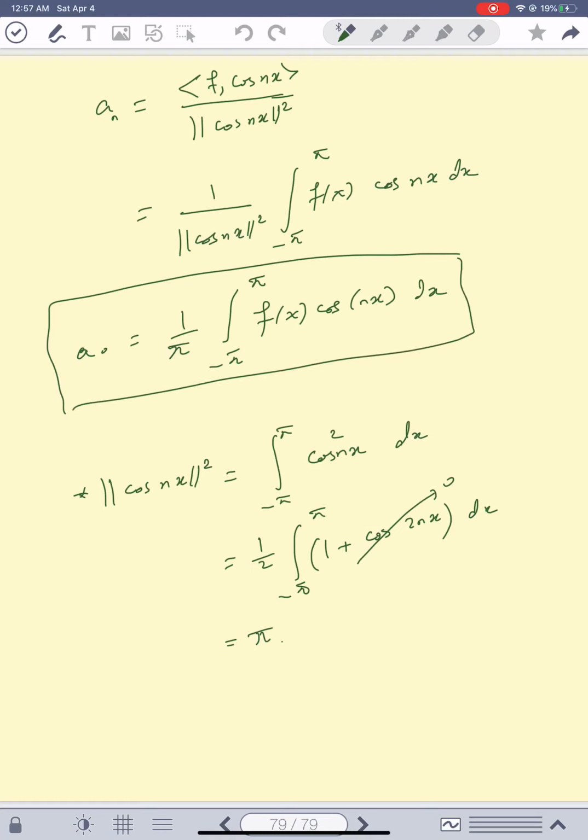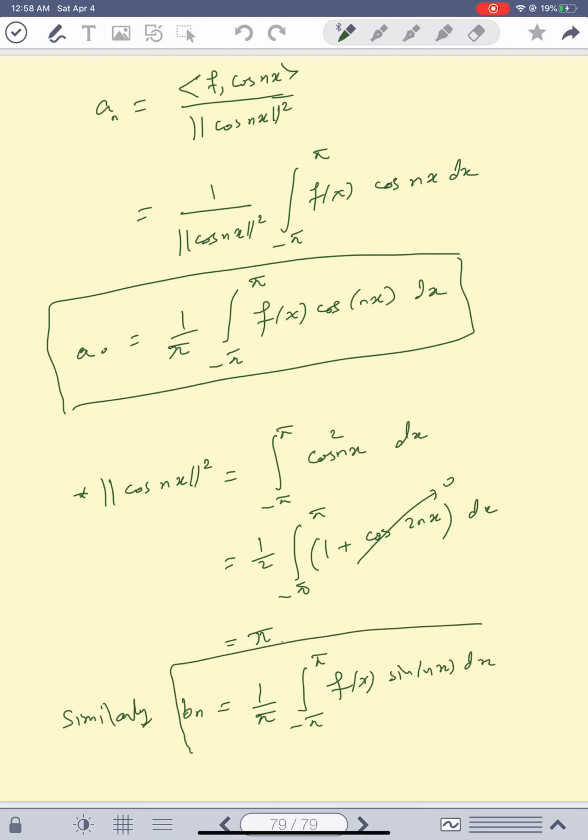Now, using the same logic, similarly, if you compute the bn, it will be 1 over pi times the integral from minus pi to pi of f of x sine nx dx. So this is how we look at the Fourier series as a special case of the more general concept of orthogonality. Fine? Okay. Then let's look at Parseval's identity.